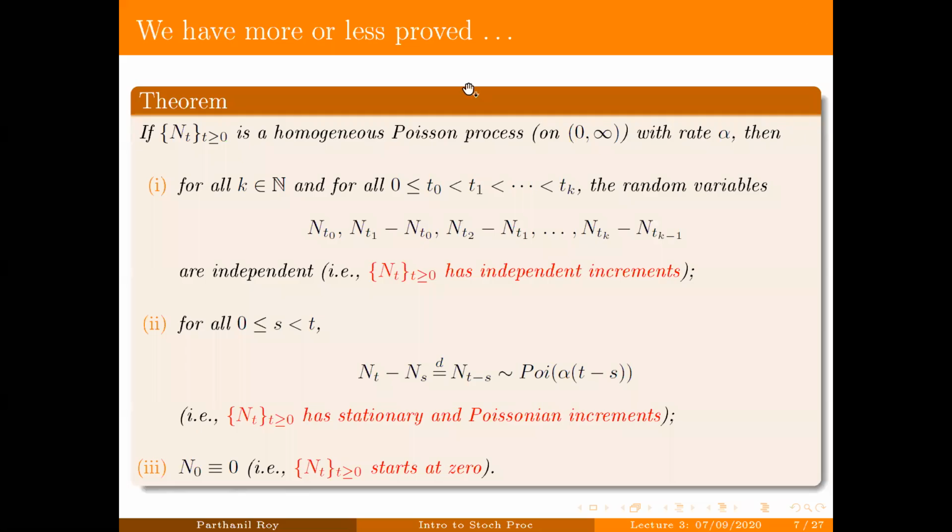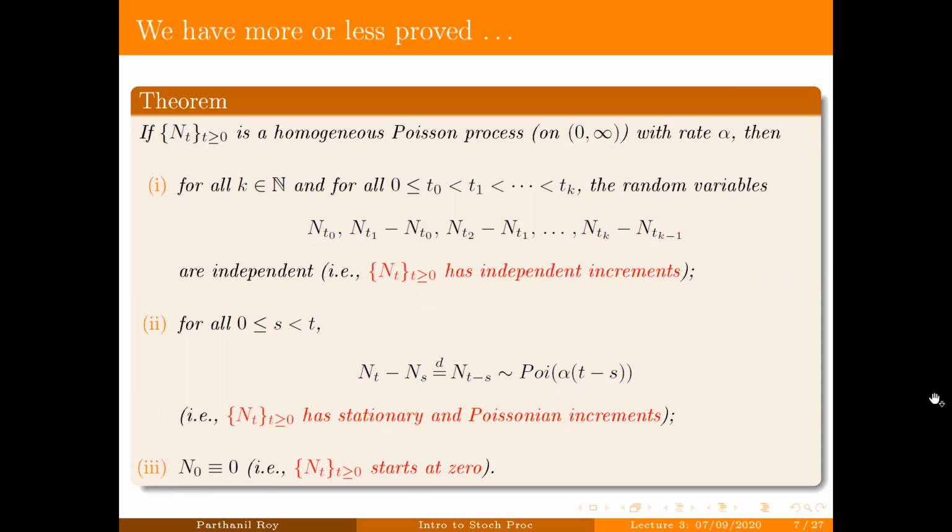So as we have seen, any homogeneous Poisson process with rate alpha has these properties. Namely, it has stationary increments. It has independent increments. That's number one. It has stationary and Poissonian increments. That's number two. And it starts from zero.